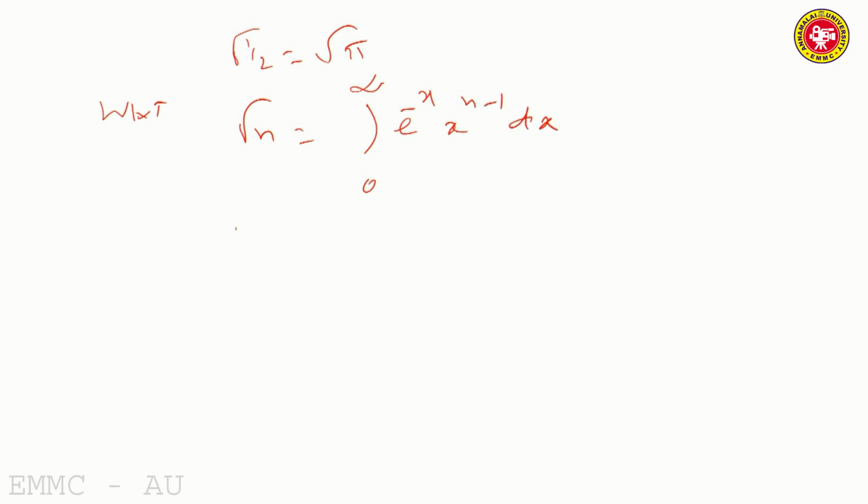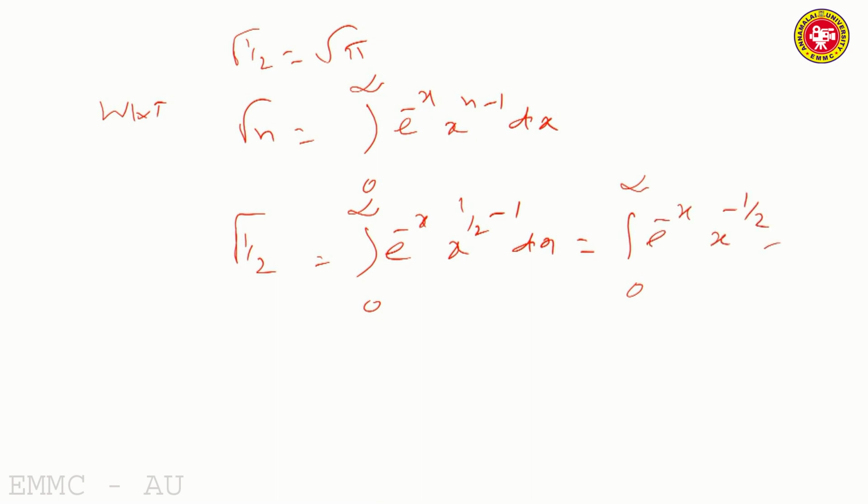Now we are to prove gamma 1 by 2 equals root pi. We know that gamma n equals the integral from 0 to infinity of e power minus x, x power n minus 1 dx. Put n equal to 1 by 2: the integral from 0 to infinity of e power minus x, x power 1 by 2 minus 1 dx. This is equal to the integral from 0 to infinity of e power minus x, x power minus 1 by 2 dx.